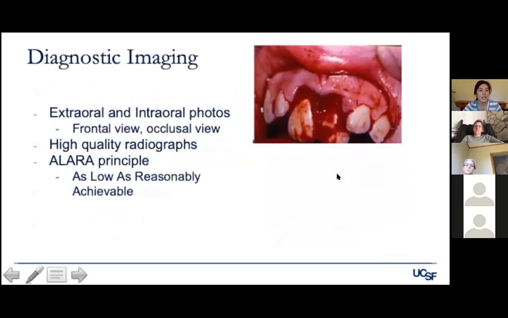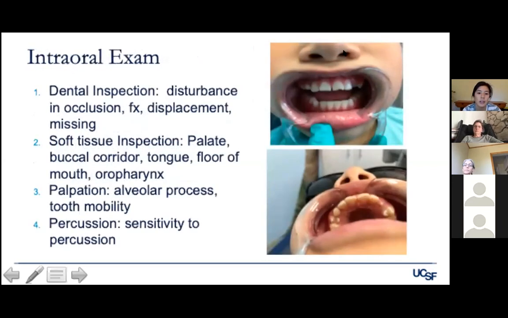For diagnostic imaging, this is more for the doctors, but a lot of times, again, they want good photos. They like to have the full face to see if anything outside the mouth is abnormal. So if there's significant swelling and things like that. For the teeth, they like to have a view of the actual injury. Two views that are good are the full-on frontal view and then an occlusal view. That way you can see from two angles what the teeth look like.